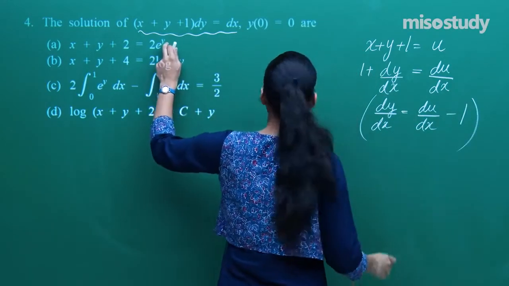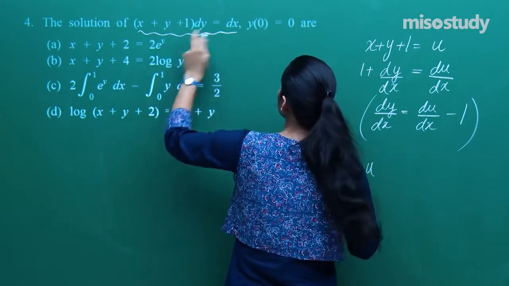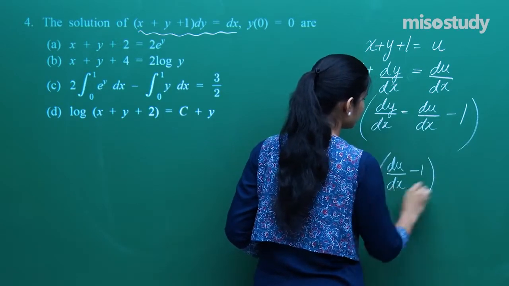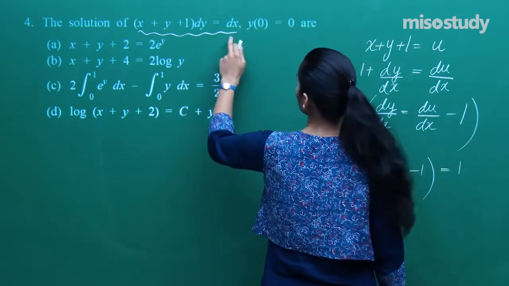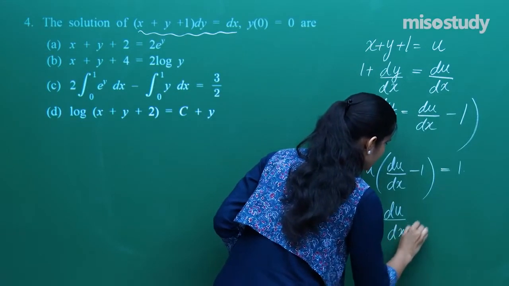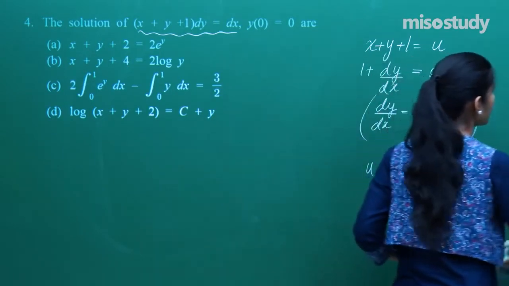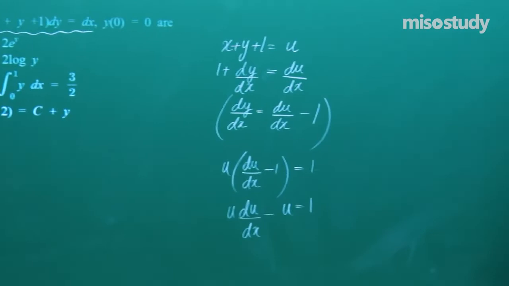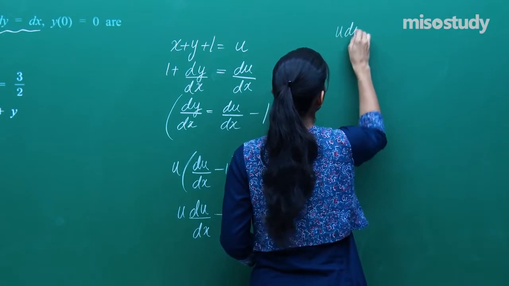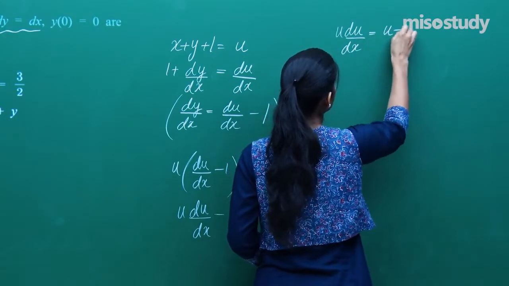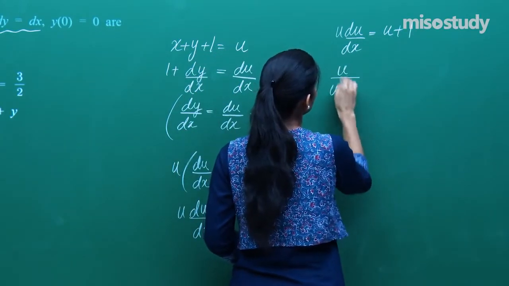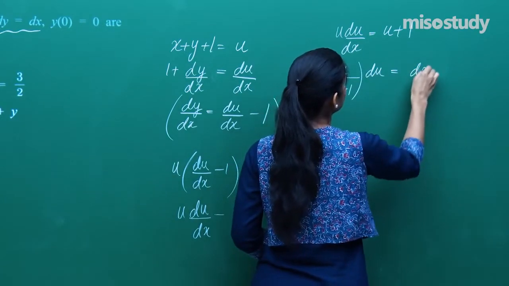And therefore this becomes what? X plus y plus 1 is u, dy/dx is du/dx minus 1 equals 1. So this is what you get. Now this gives you u du/dx minus u equals 1. So from here what you get is, let's see, you have u du/dx equals u plus 1. Okay, so u upon u plus 1 du equals dx.